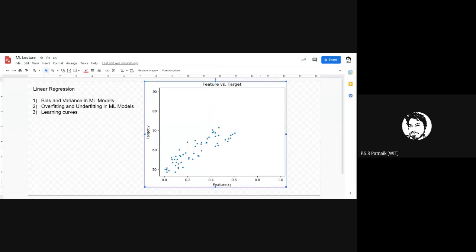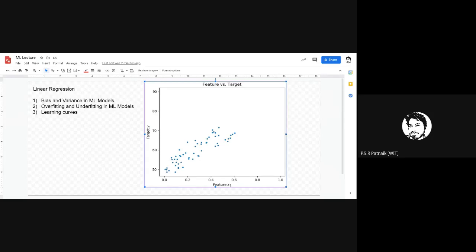Before we write that program, we need to understand these concepts: bias, variance, overfitting, underfitting, and learning curves. So our programs depend on these parameters. Let me explain these parameters. First, I'll explain what is bias and variance. Then we will move to the concept of overfitting and underfitting. And in the end, we will move to the concept of learning curves. Let me tell you what exactly is bias and variance first.